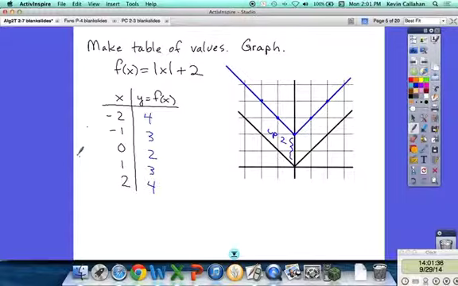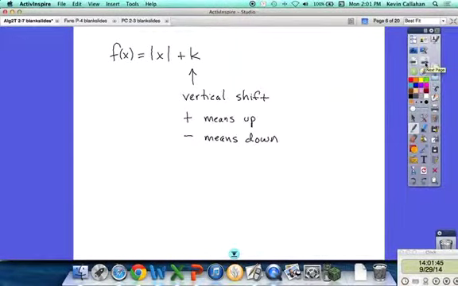What do you think it would have done if I put -2 at the end of that? That would have gone down 2, right? So the general rule is this. If you add or subtract a number after the function, that's a vertical shift. Plus means up, minus means down. And we refer to that shift as k. That'll end up being the y coordinate of the vertex.